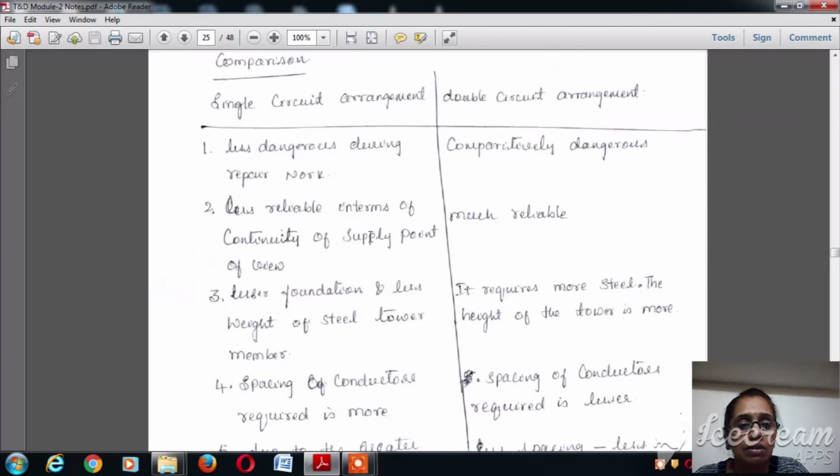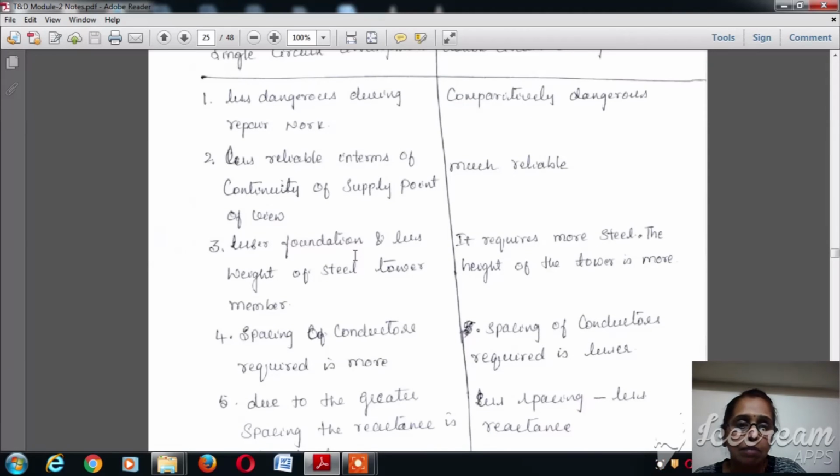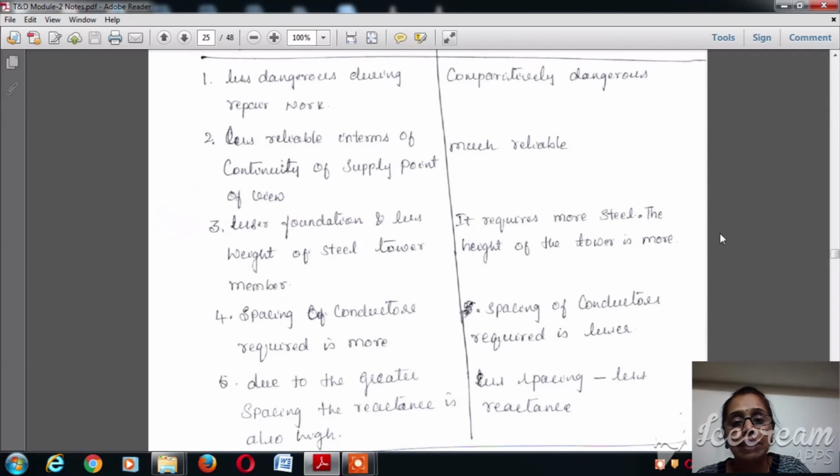The single circuit arrangement is less reliable in terms of continuity of supply, whereas the double circuit is much more reliable, because if one fails, the other will feed the power. For the single circuit, lesser foundation is required, the mechanical requirements are very small, and the weight of the steel tower is also very small, so it does not add to the cost. In the double circuit line it adds to the cost. It requires more steel and a proper foundation. The height of the tower is also more, so the maintenance cost will be high, and the security features should also be more.